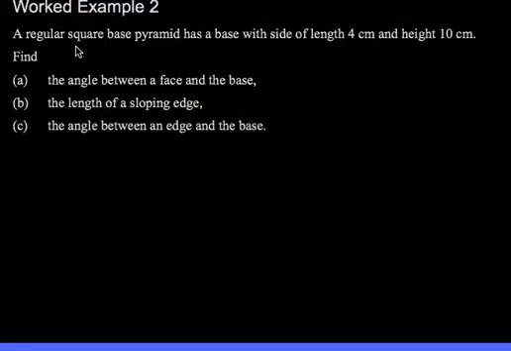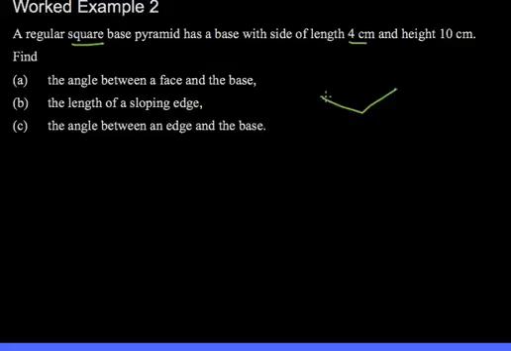So now the final example of 3D geometry. It says here that we've got a regular square-based pyramid, and it has a side length of 4 centimeters and a height of 10. So first of all, before we move any further, I should sketch this thing out.